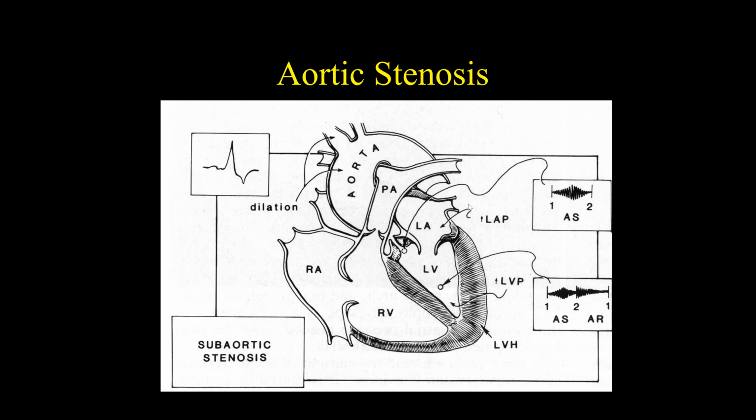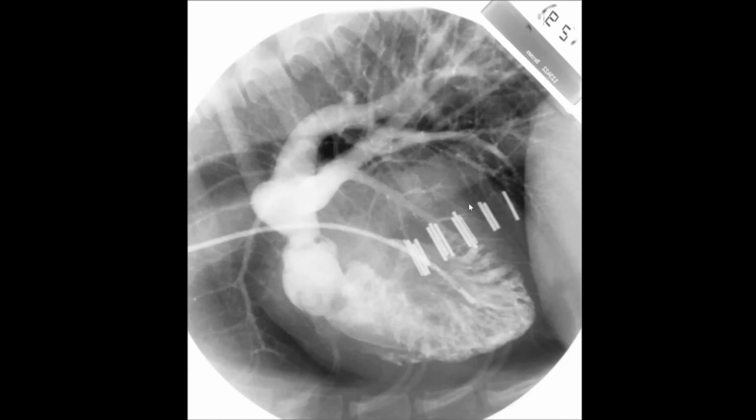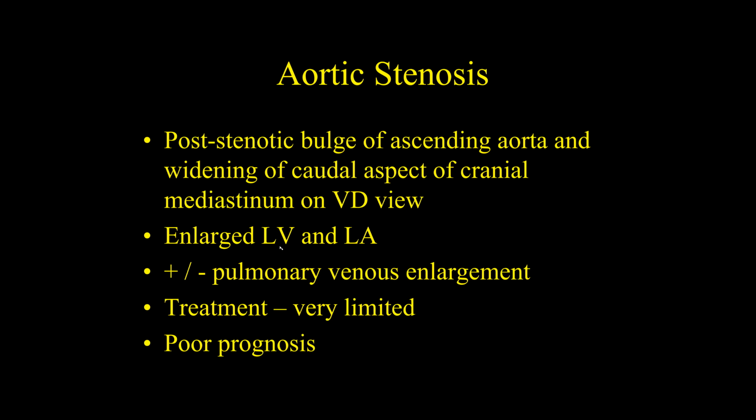So typically with an aortic stenosis, what you see is you will get enlargement of the left ventricle and the left atrium. You might get some pulmonary venous enlargement, and you get this post-stenotic bulge of the ascending aorta. Now you remember when we talked about PDAs, you got a bulge of the descending aorta, right? In this particular case, we get a bulge of the ascending aorta, so it's a little bit different.